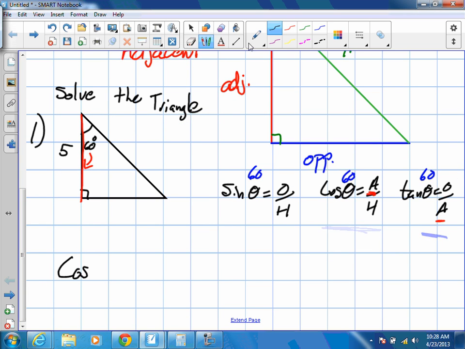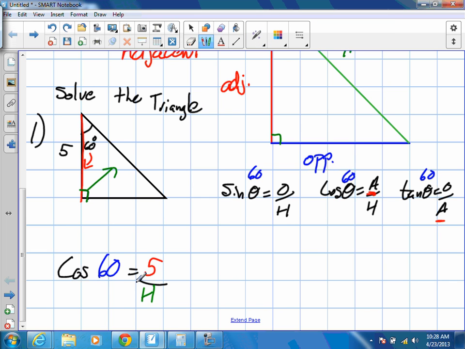Cos 60 is equal to adjacent, which is 5, over our hypotenuse. I'm going to put that in green. Remember, the hypotenuse is always the opposite of the 90-degree angle. So here's our hypotenuse. So, in order to solve this, I need to get the variable by itself. So let's think of this as a fraction and maybe another equivalent fraction. The fastest way to do this, who knows how we could get the h by itself? Yes, cross multiply.